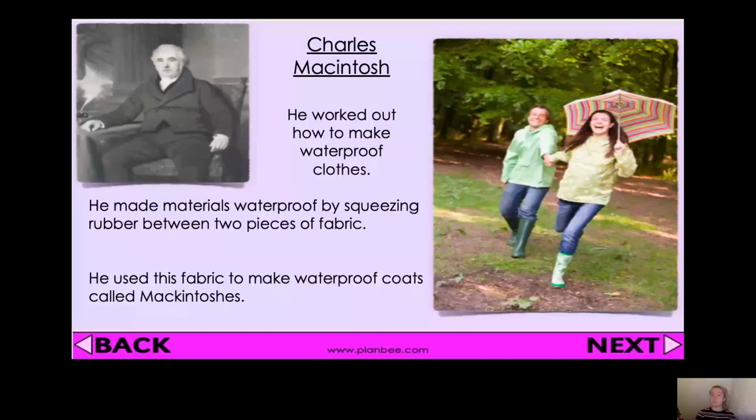Have any of you got a Mackintosh coat? Okay, that's probably, if you recognised his last name, that's where you knew it from, because you might have a Mackintosh coat. And they are waterproof coats. Okay, so those are still used today.